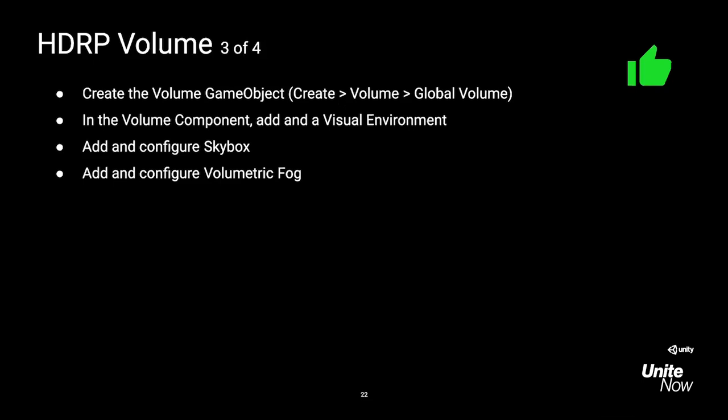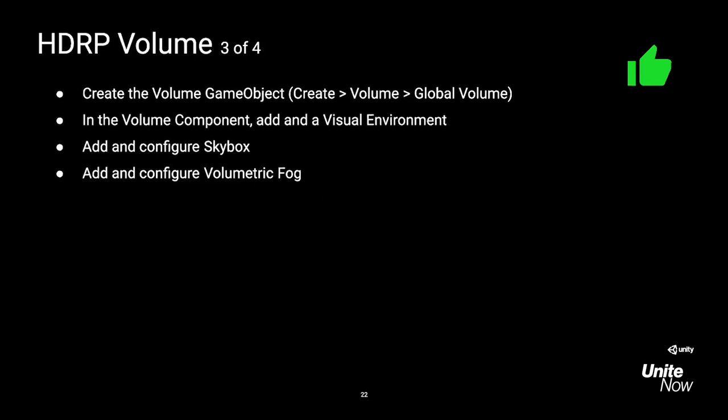Another question here, how do you add the visual environment? So you'll want to make sure to create a new volume. So it's going to be Create, Volume, Global Volume. And then in the inspector, there will be an option to create a new volume profile. And once you have that set, then you can create the visual environment. You can create your additional skyboxes. You can create your fog from there.